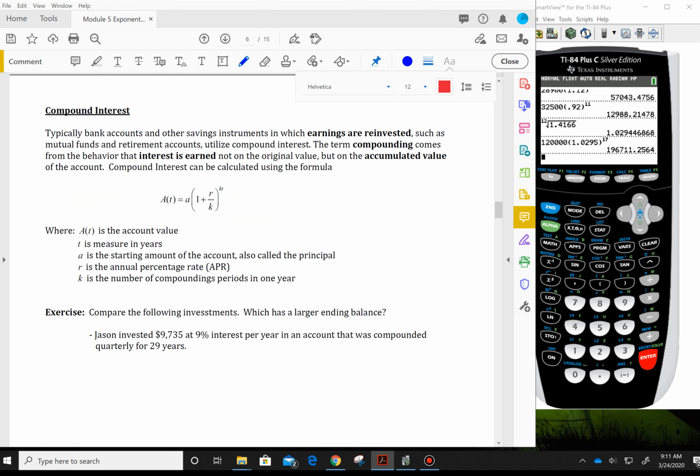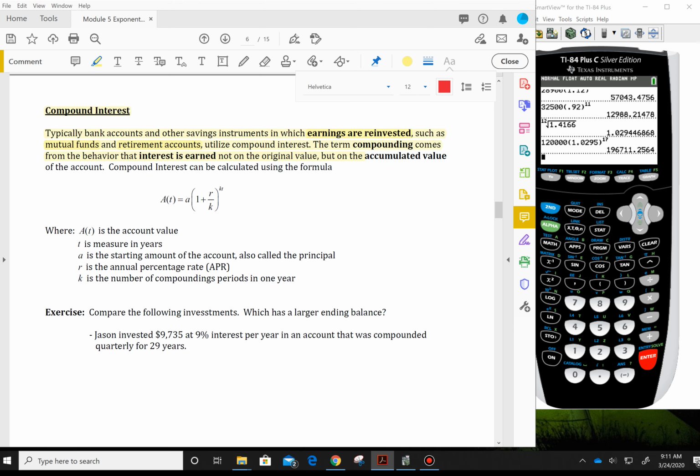Let's look at an application of these exponential growth curves. Compound interest. Typically, bank accounts and other saving instruments in which earnings are reinvested, such as with mutual funds and retirement accounts, utilize compound interest. The term compounding comes from the behavior that interest is earned not on the original value, but on the accumulated value of the account.